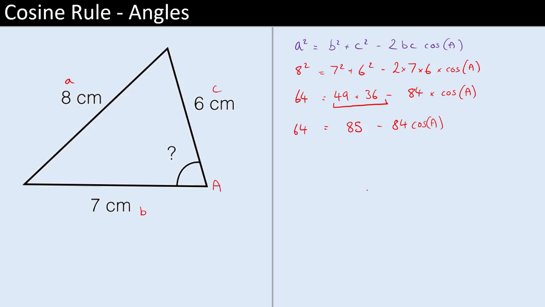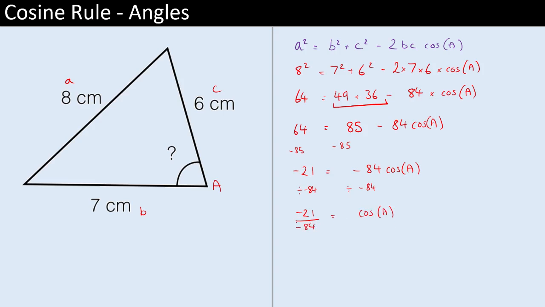Now, rearranging our equations, we are trying to get the cos A by itself. I'm going to have to take away the 85 from both sides before I can undo the multiplication by 84. 64 take away 85 is negative 21. Negative 21 equals negative 84 cos A. That minus sign has not disappeared. That's something else to watch out for. That minus sign does not disappear. We are then going to divide by, not 84, we're going to divide by negative 84. The wrong time of day for doing this. There we go. So we're going to have negative 21 over negative 84 equals cos A.